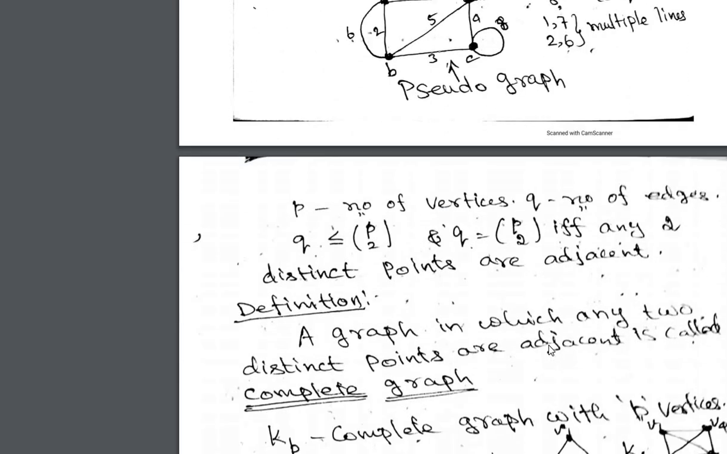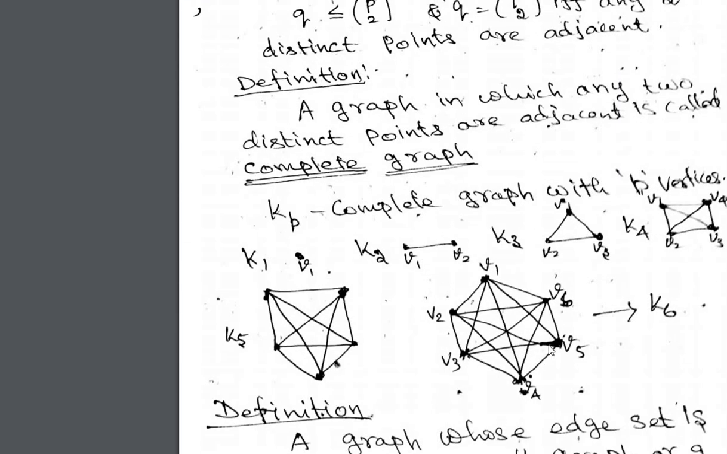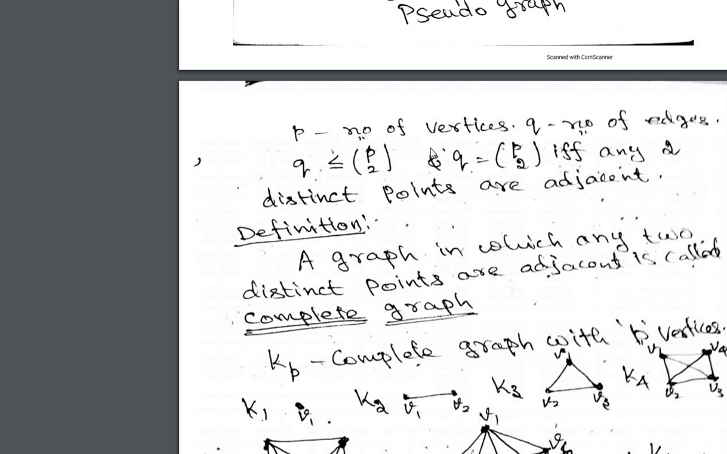Now this I have already told you: P is the number of vertices in this representation. Further, in all the concepts we are going to use the notation P and Q. P is the number of vertices, Q is the number of edges. So there is a relation between P and Q here: the number of edges is always less than or equal to PC2.